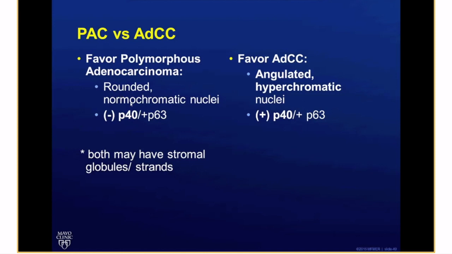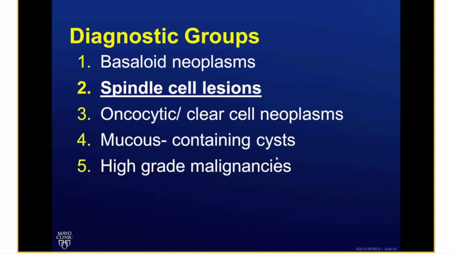And the cytology may or may not be helpful to you. If you have hyperchromatic and angulated nuclei, that is going to favor adenoid cystic carcinoma. But they both can have stromal globules and strands, so the globules are not helpful at all in this distinction. So we'll move on and discuss our next diagnostic category, the spindle cell lesions.